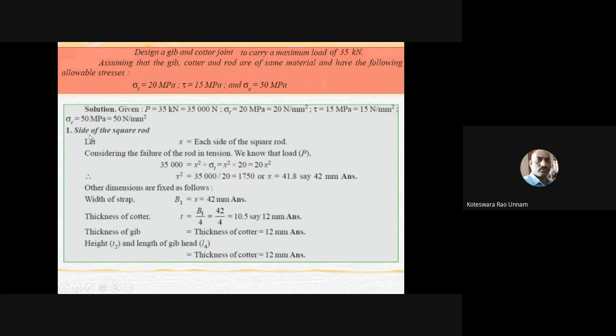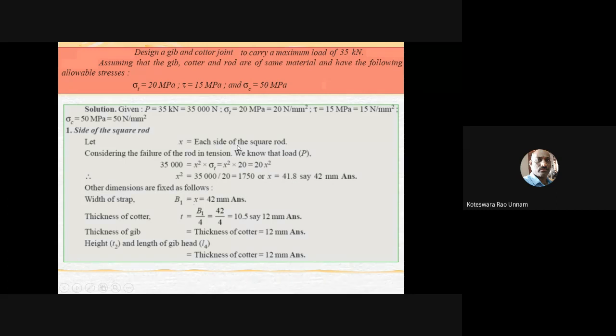X is nothing but the side of the square rod. Considering the tensile failure of the rod, you get the equation X square into sigma T equal to the applied load, which is 35 kilonewtons. You convert that into newtons, 35,000 newtons. So it should be equal to 20 X square. From that you will get X equal to 41.8, maybe 42 mm.